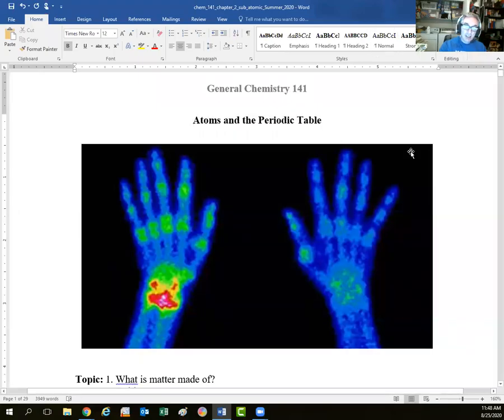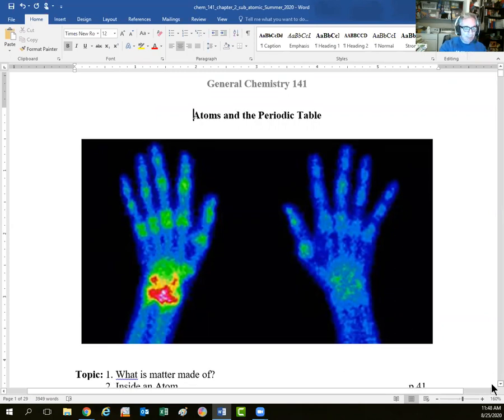Hello there. So let's turn to chapter 2 and take a look at subatomic particles for this week, beginning August 24th.